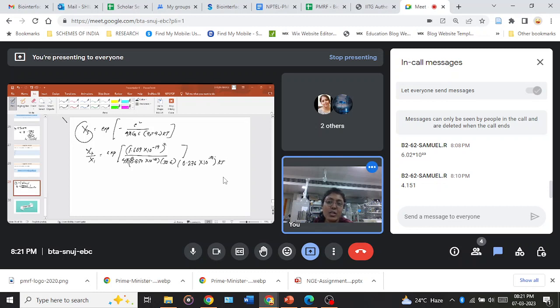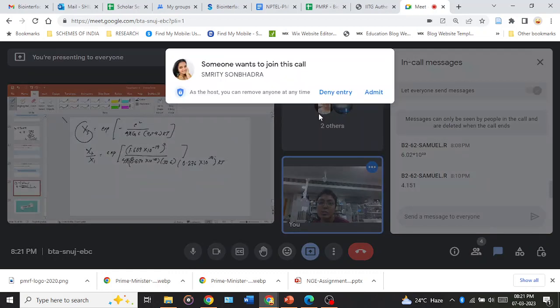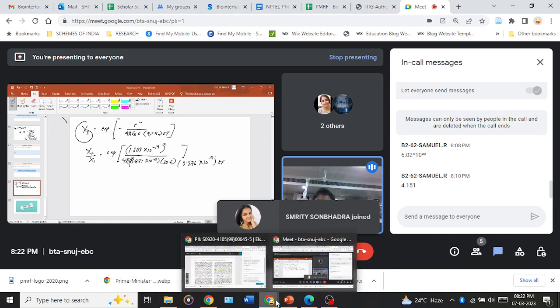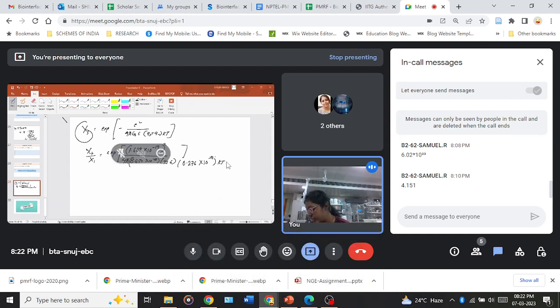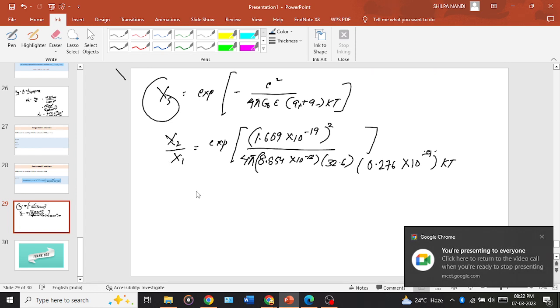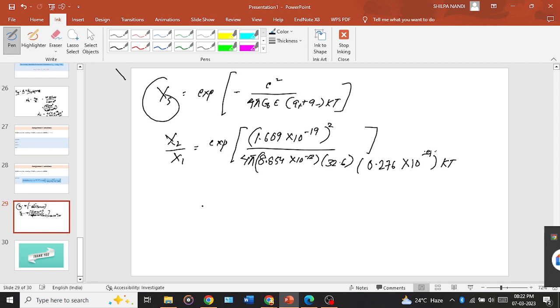So K is the Boltzmann constant and T is the temperature. So the temperature in the question was mentioned around 298 Kelvin. And if you multiply this with the Boltzmann constant, the value of kT will come as, let me write it down here, 4.12 into 10 power minus 21.